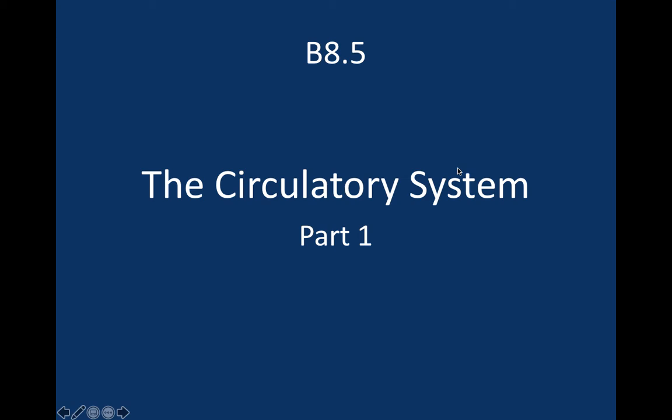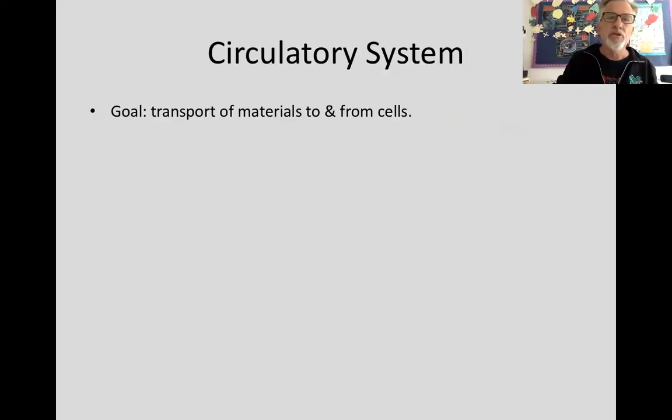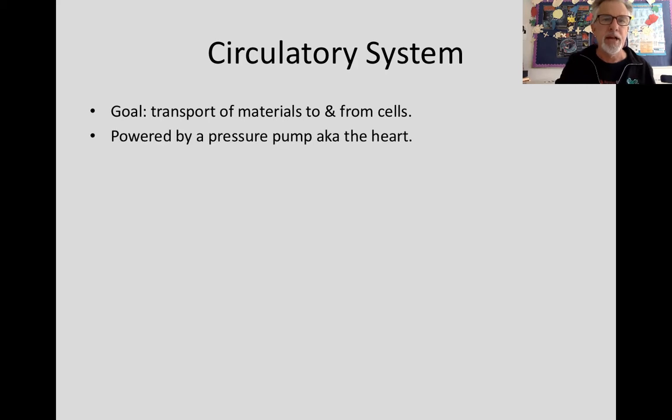So welcome back, everybody. Now that you know about where the materials that are important for metabolism come from, namely the digestive system and the respiratory system, it's time to see how those materials are moved around the body in the circulatory system. So let's get started.